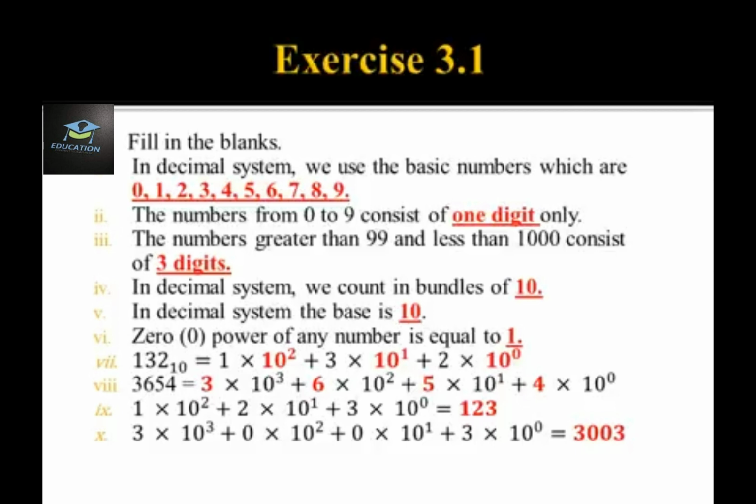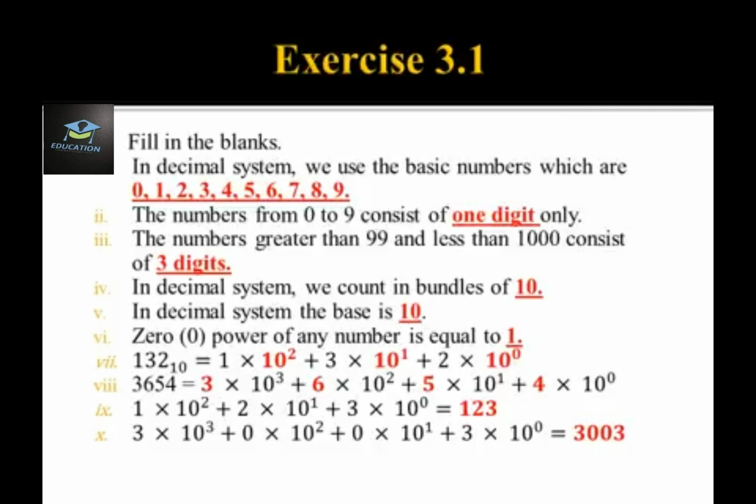The numbers greater than 99 and less than 1000 consist of 3 digits, that is 100 to 999. So we have 3 digits. In decimal system we count in bundles of 10. In decimal system the base is 10. Zero power of any number is equal to 1.